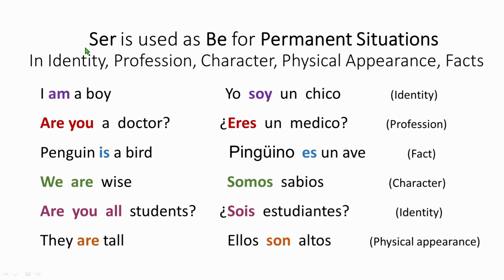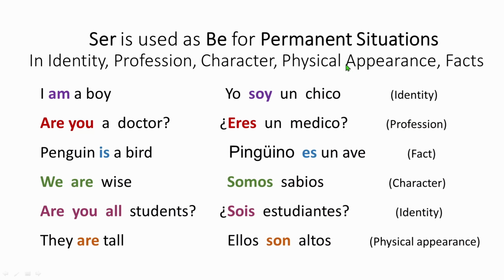Now we're going to see in brief the verb ser, and when we're going to use it. We know ser is be, right? Ser is used in permanent situations. Permanent situations could be an identity, like I'm a boy, I'm a girl. That's permanent, it can't be changed. Profession: whenever you talk about profession, like I'm a doctor, engineer, we consider it permanent, and we use the ser verb. Character, like he's bad, he's good. It's permanent.